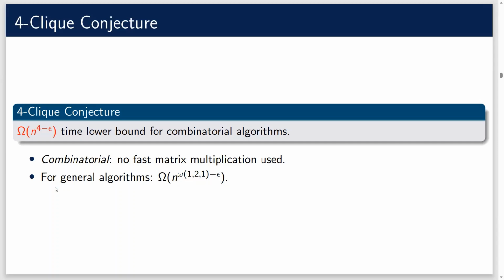If we use fast matrix multiplication, then the time bound will be, I think, O(n^omega(1,1,1)), where it is some result in rectangular matrix multiplication. So the conjecture also has a version for general algorithms, which is omega n to the omega(1,1,1) minus epsilon. This is for general algorithms, so it is still considered supercubic.